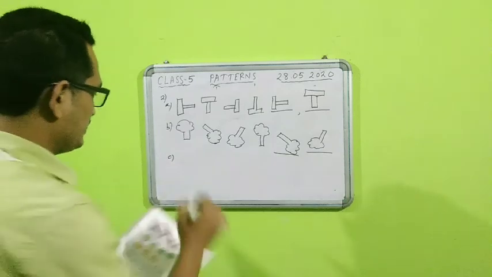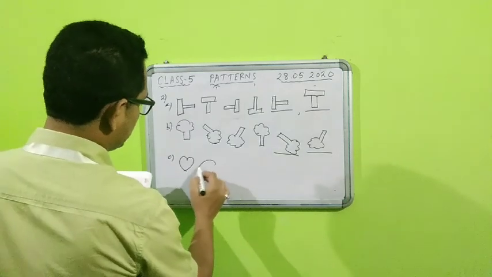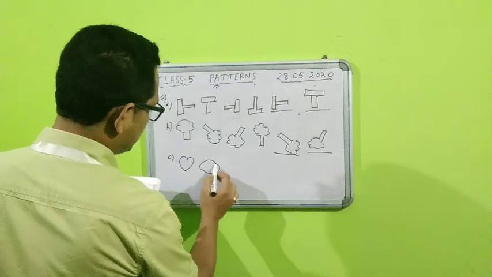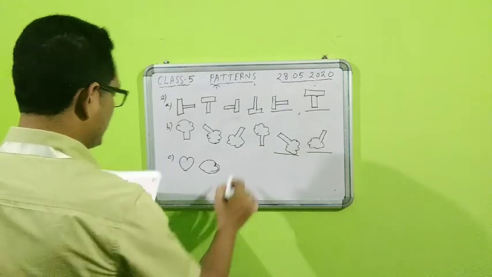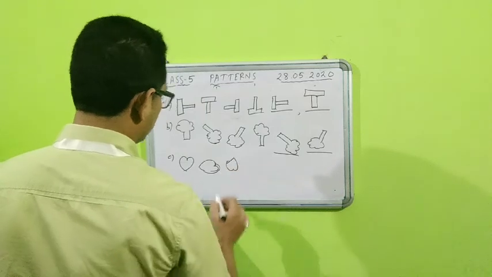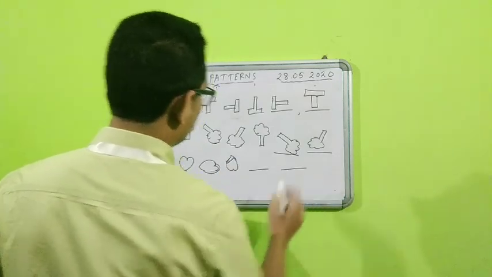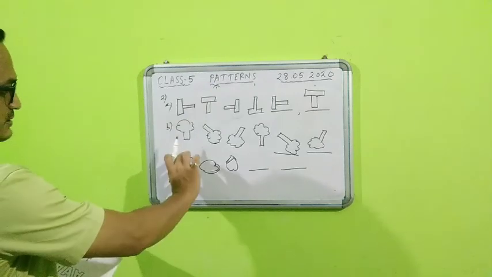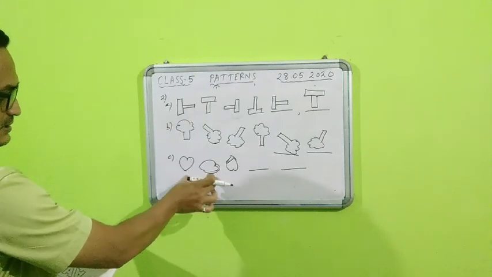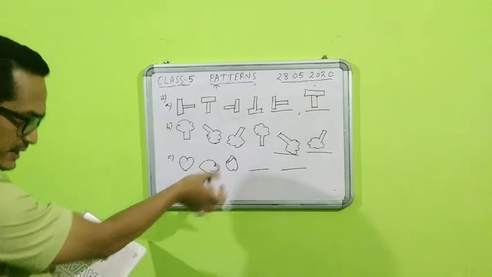Number C. The first step is this one. The second step is like this. Then it is like this. Then what will be the next two? If you see, students, first it was like this and it has turned in this way, so 90 degrees. Then again it has turned, so again 90 degrees.